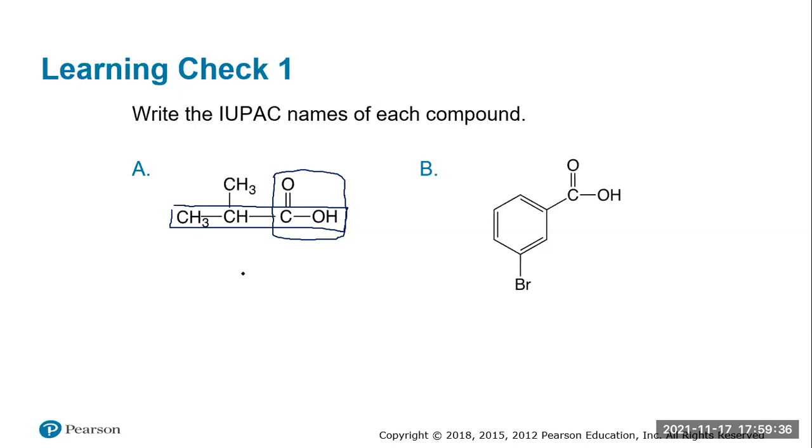Because it's a carboxylic acid, we're going to become propanoic acid. This, of course, is carbon number 1, where our functional group is at. That would make that carbon 2 and that carbon 3. And that tells us that our methyl group is at carbon number 2, giving us, putting it all together, 2-methyl propanoic acid. Any questions on that one there?